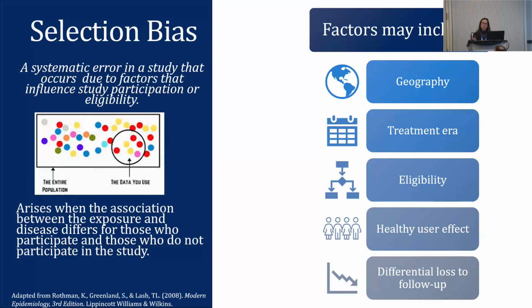So this could be due to a variety of factors that can induce potential selection biases. And so when thinking about your study and thinking about the entire population that you have, and then the data that you're using, it's important to think about, do those reflect any type of selection bias?